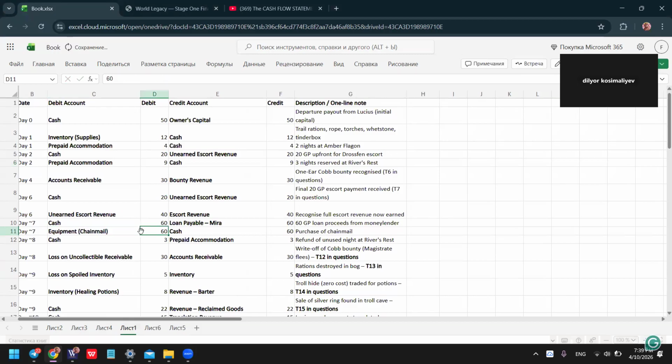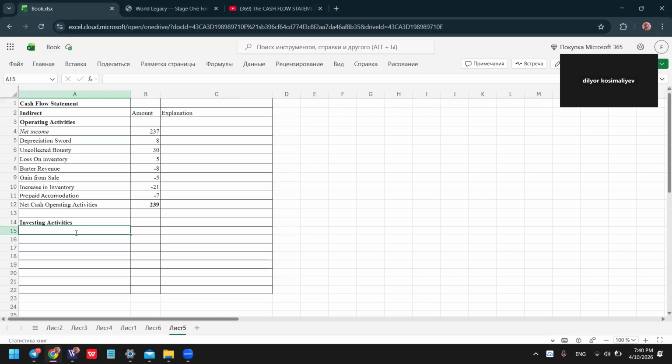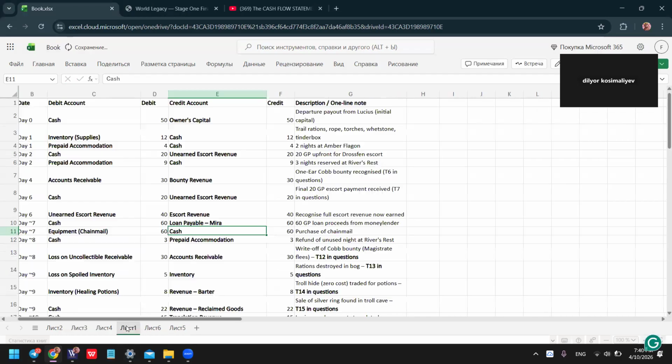So we bought this chainmail. No, we got it fixed or something. I guess she got it fixed. So she spent this for fixing her armor or something in chainmail. So we record this as equipment. Is it equipment? Yeah, yeah. Just copy.